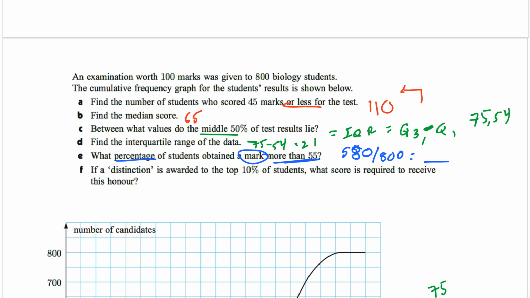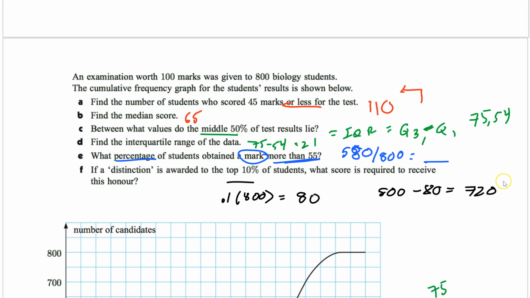And the last question on this problem, if a distinction is awarded for the top 10% of students, again, notice from the top 10%, what score is required to receive this honor? So what mark do you need to get if you want to be top 10? So again, remember, top 10 means from the top. So first, let's figure out what 10% is. 10% times 800, I get 80. So top 80 students. But again, that's from the top. So 800, go from top, minus 80 is 720.